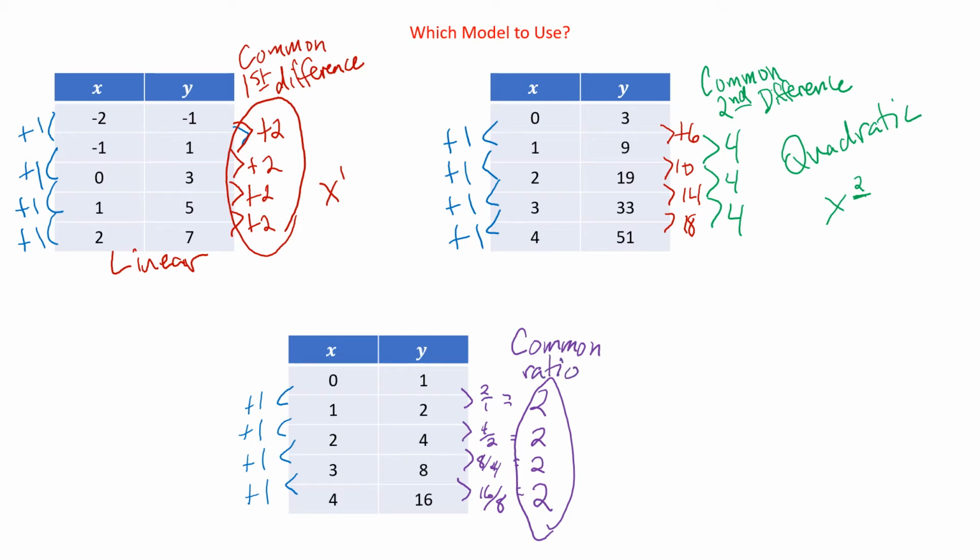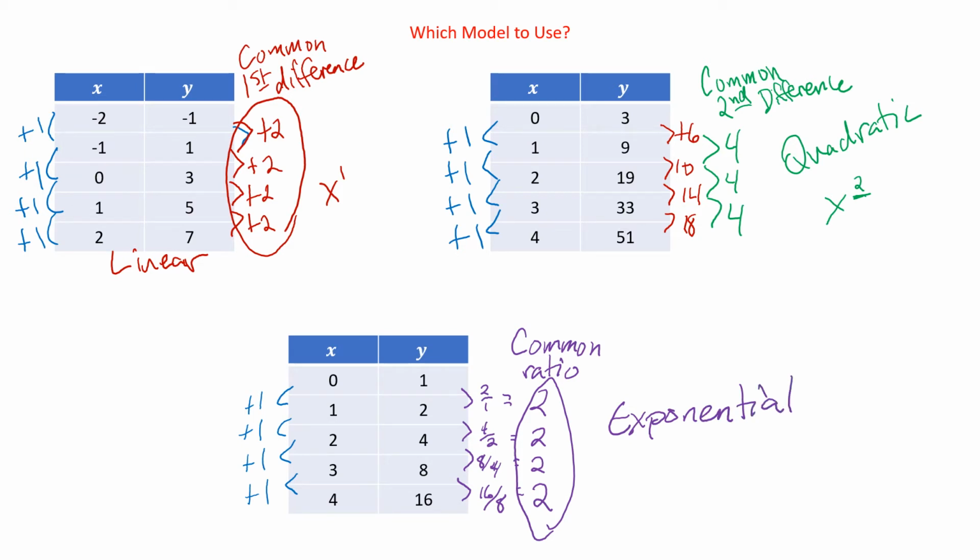And we saw that back when we were looking at exponential functions. We were looking for that common ratio. That's the b value. We have a times b to the x. That's b. So if it has a common ratio, that makes it exponential.